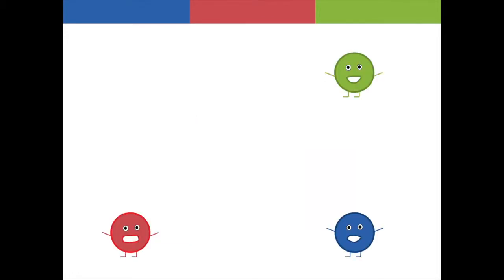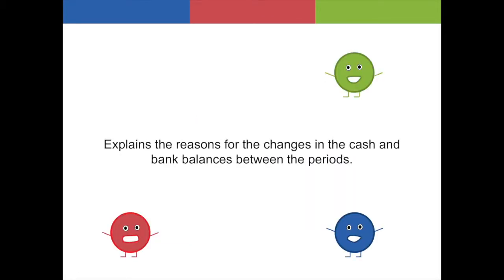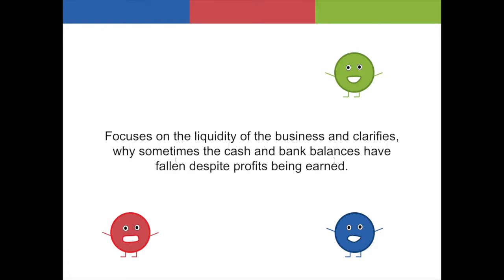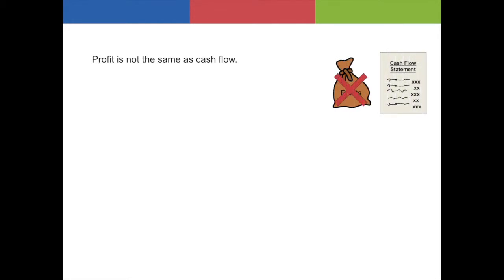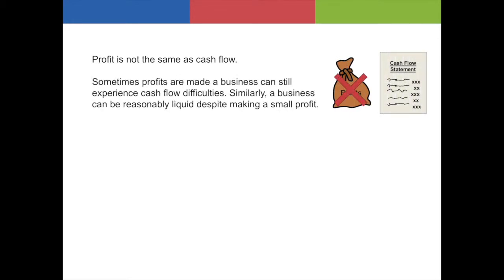Furthermore, the cash flow statement explains the reason for the changes in the cash and bank balances between the periods and focuses on the liquidity of the business and clarifies in some cases why the cash and bank balances may have fallen despite profits being earned. It is important to note that profit is not the same as cash flow, and sometimes when good profits are made, a business can still experience cash flow difficulties. Similarly, a business can be reasonably liquid despite making only small profits.